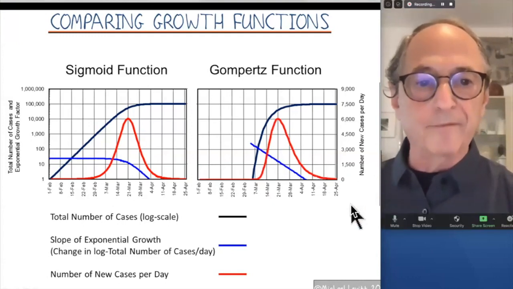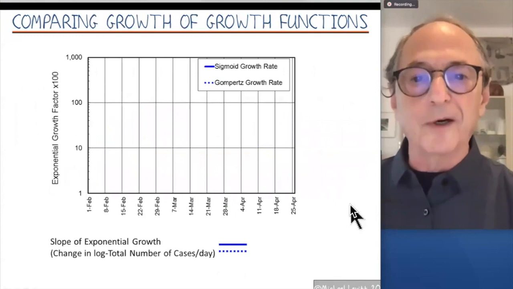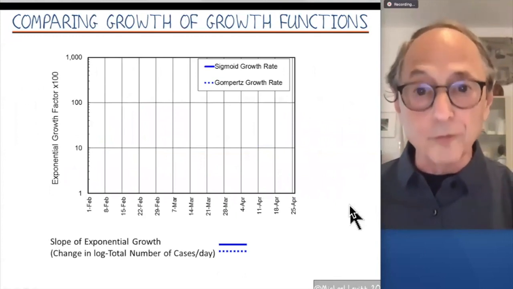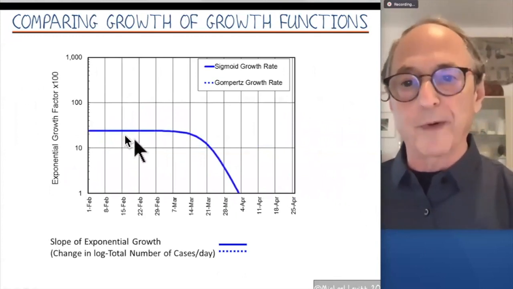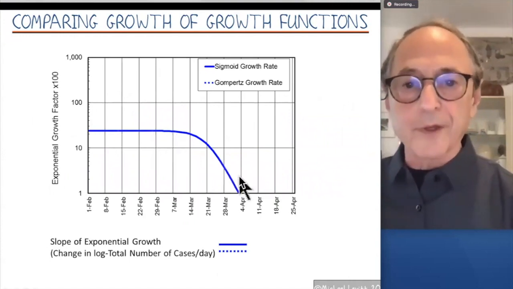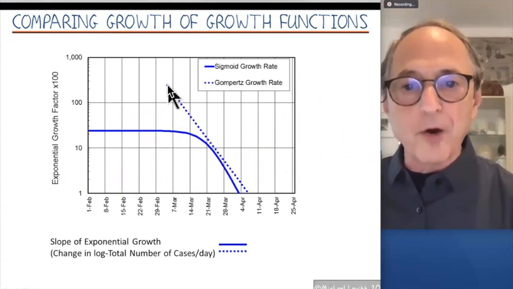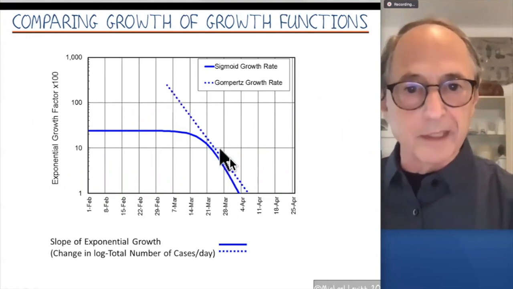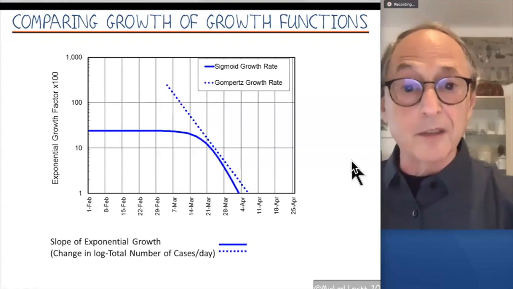The final thing I just want to emphasize is to look at the growth functions, because this is where these two functions really differ. For the sigmoid function, we have exponential growth, which then stops as if it hits a wall. For the Gompertz function, the growth from the very, very first case is slowing down. So these two functions are different.